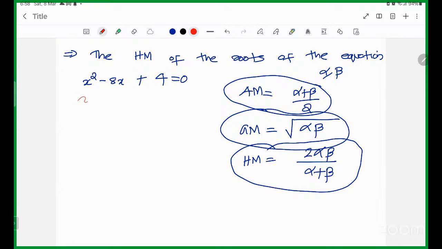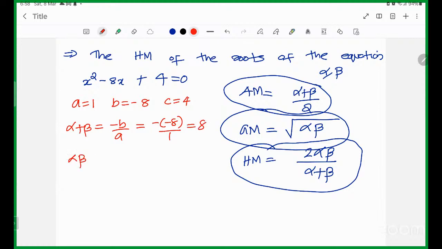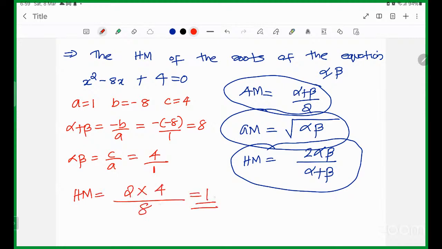So इसमें से आपको क्या मिलेगा? A equal to 1 मिलेगा, B equal to -8 मिलेगा and C equal to 4 मिलेगा. Alpha plus beta is -B by A, alpha beta is C by A. C क्या है? 4. A क्या है? 1. So harmonic mean, alpha beta is 4 and alpha plus beta is 8. So answer is 1. So this form 2 alpha beta by alpha plus beta.